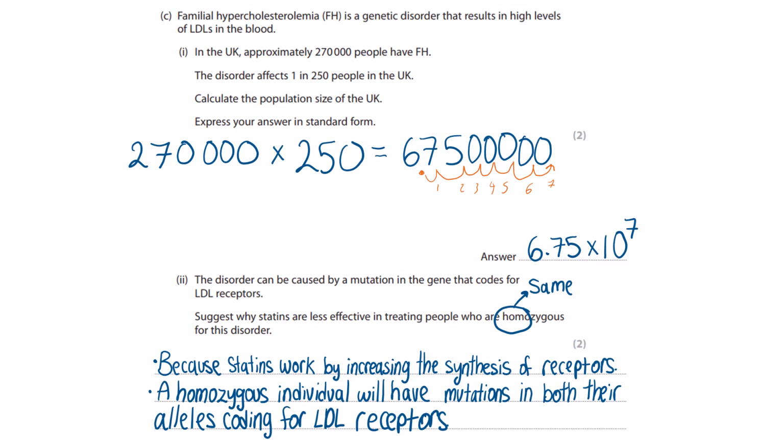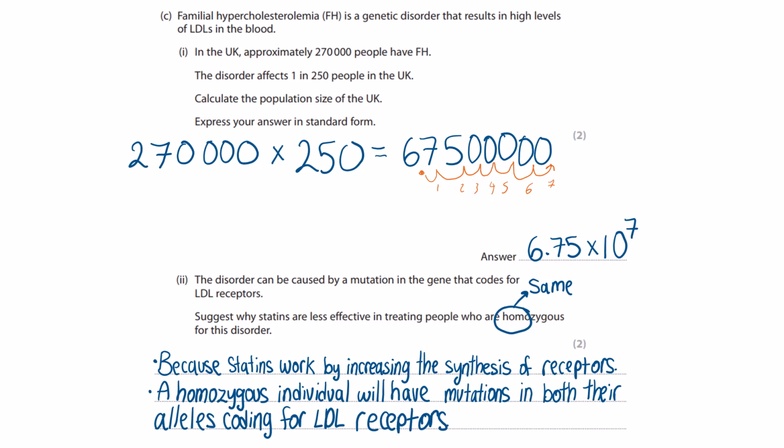Familial hypercholesterolemia, FH, is a genetic disorder that results in high levels of LDLs in the blood. In the UK, approximately 270,000 people have FH. The disorder affects 1 in 250 people in the UK. Calculate the population size of the UK. So we're going to have to multiply the number with FH times by 250, which gives us 6.75 times 10 to the power of 7.